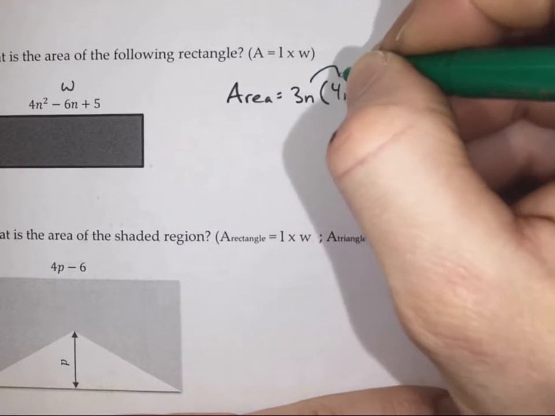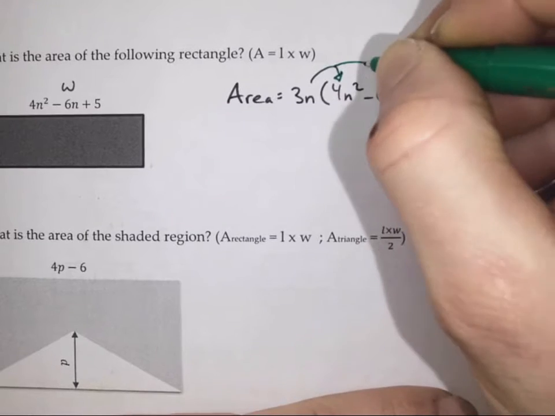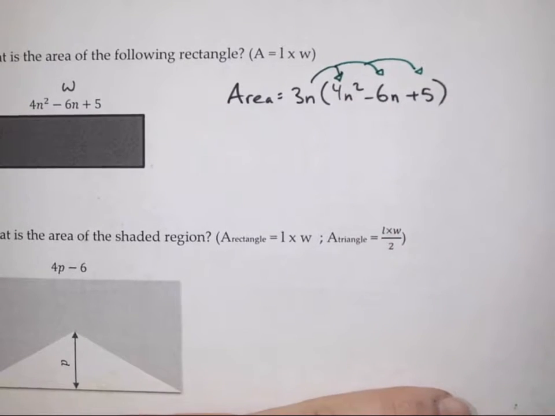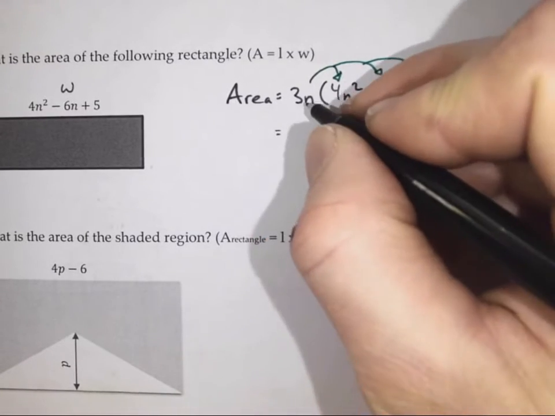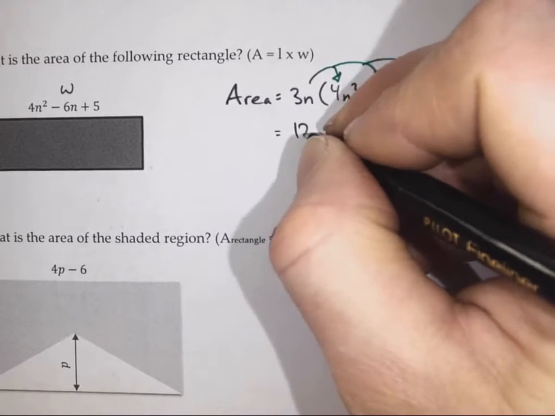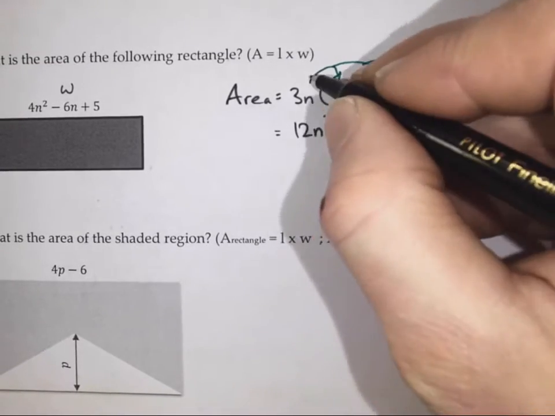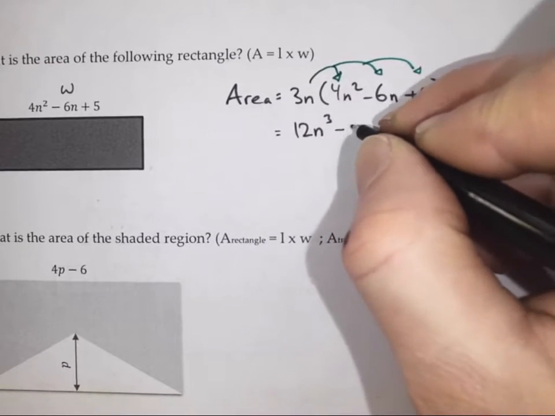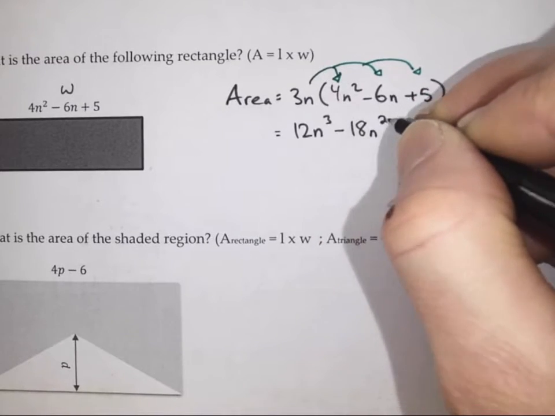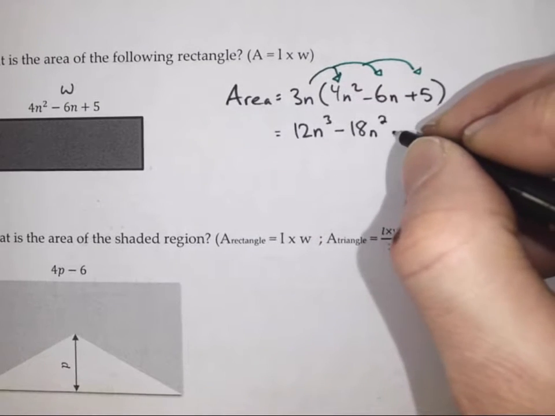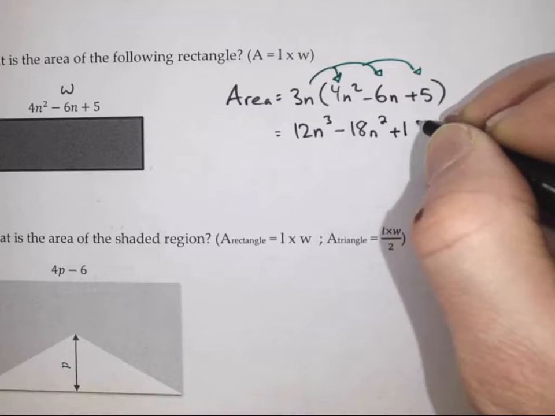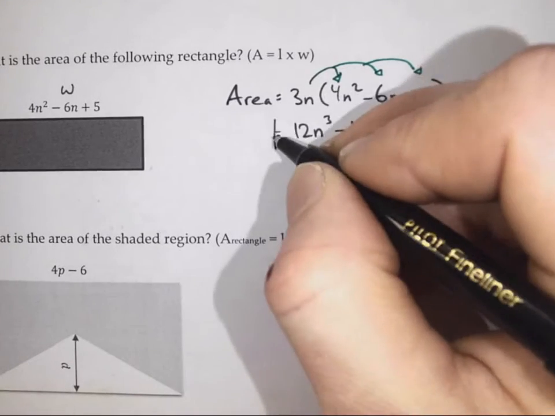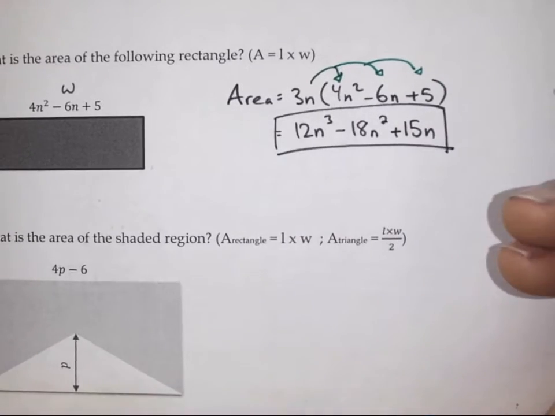All right, I'm just going to then multiply all these together, and I can find that the area is 3n times 4n squared. That's going to be 12n cubed. 3n times a negative 6n gives us negative 18n squared. 3n times 5 gives us positive 15n. And that's the area.